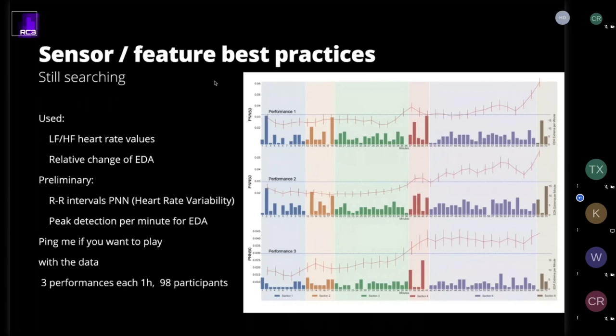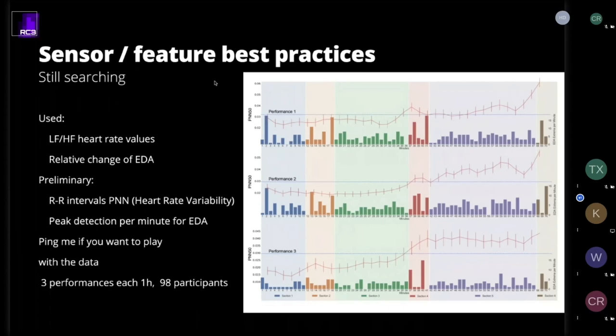into the performances and the recorded data of the around 98 participants that agreed to share the data with us for these performances. And from the preliminary analysis that Karen Han, one of our researchers, is working on, looking into what type of features are indicative of changes in the performance, it seems that a feature called PNN, related to heart rate variability, to the RR intervals, seems to be quite good, and also the peak detection per minute using the EDA data. So we're just counting the relative changes, the relative up and down for the EDA.